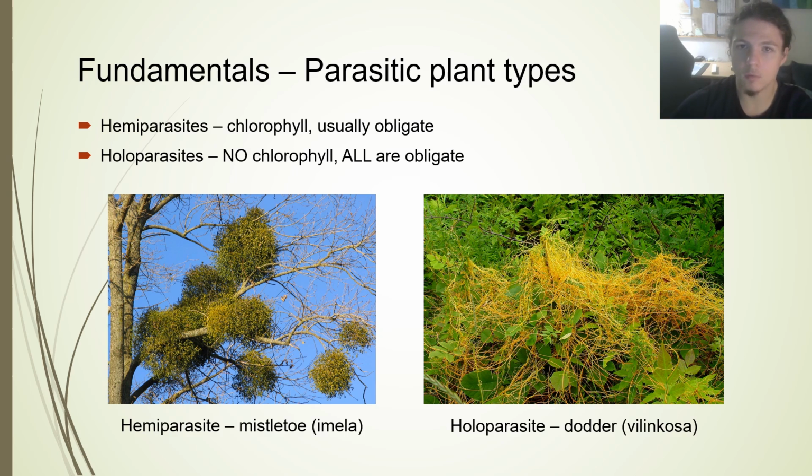An example of a hemiparasite would be a mistletoe, while a holoparasite would be the dodder. As you can see, the mistletoe has a green pigment, while the dodder, which is this strand-like structure on this plant, which is its host, lacks this pigment.